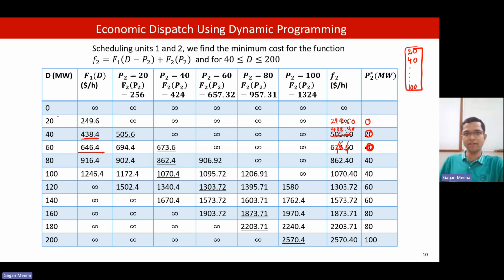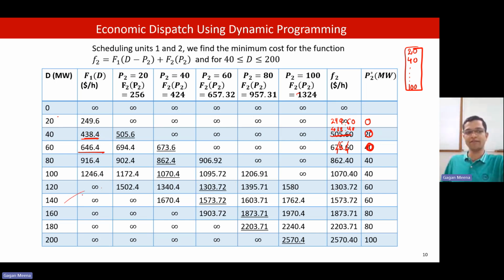Okay, now P2 is 60, reduce it further by 20. It will also be 60. If P2 is 80, then it has to be 40 only to make it 120. And if P2 is 100, then P1 has to be only 20. Add this and this. These are the possible five combinations, out of which P2 equal to 60 is the minimum.